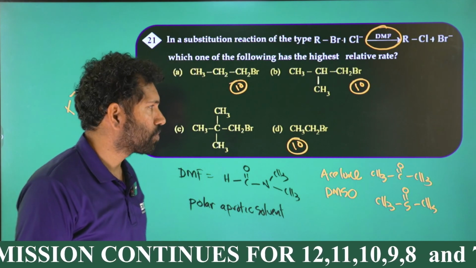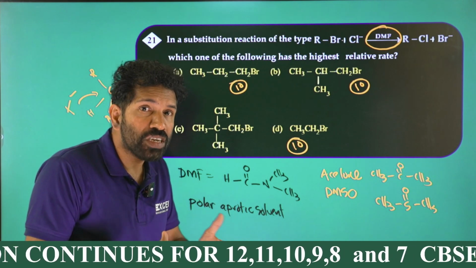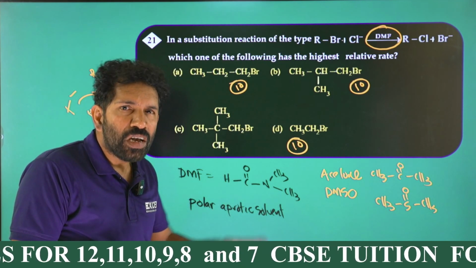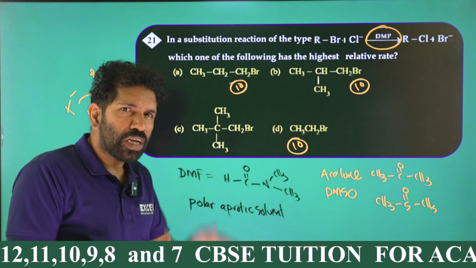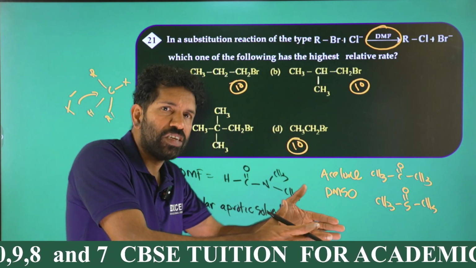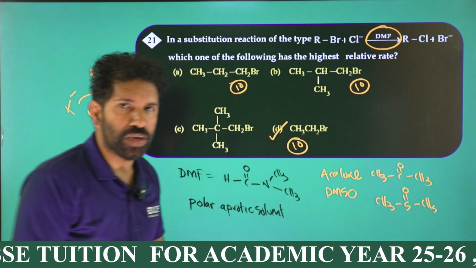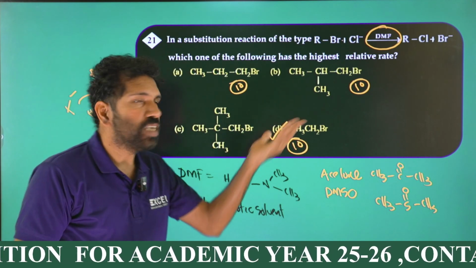So simple. Listen students, the most reactive is the primary with the less number of carbon, straight chain. Primary with less number of carbon, straight chain will be the more reactive one. So this is the answer. It has less steric effect, right? So option D will be the answer here.